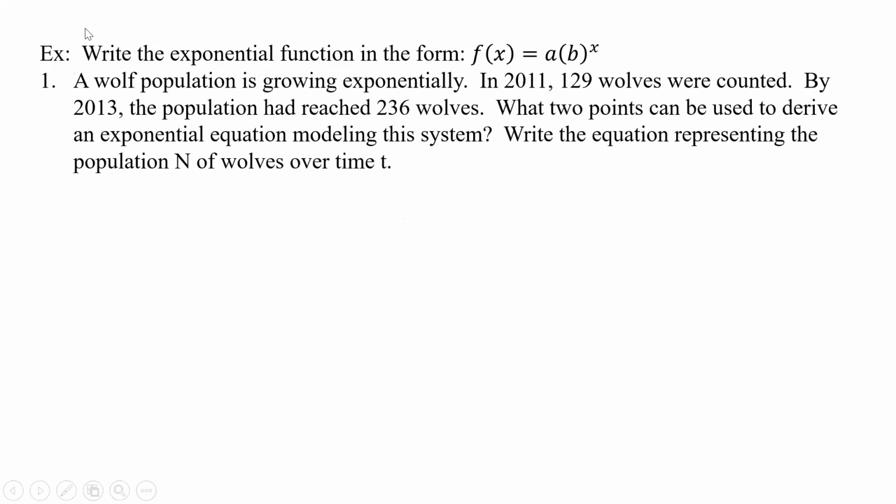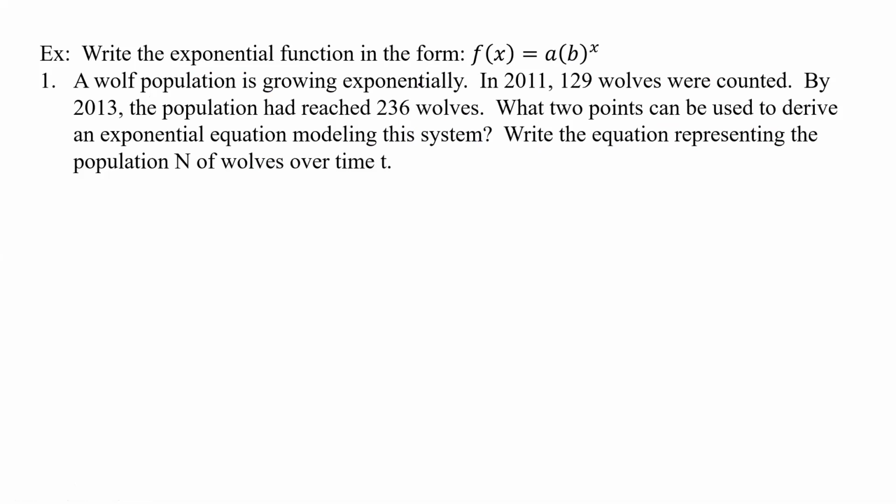All right. So we want to write the exponential function in the form f(x) equals a b to the x. So the wolf population is growing exponentially, hence this format. In 2009, 129 wolves were counted. By 2013, the population had reached 236 wolves. What two points can be used to derive an exponential equation modeling this system? So that's our first one. And then write the equation representing the population of wolves over time.